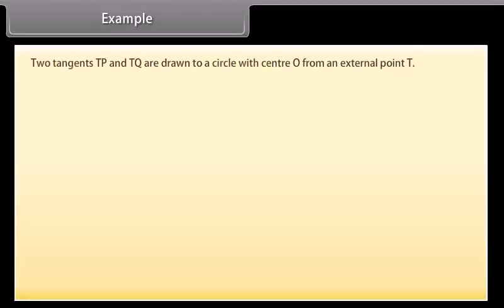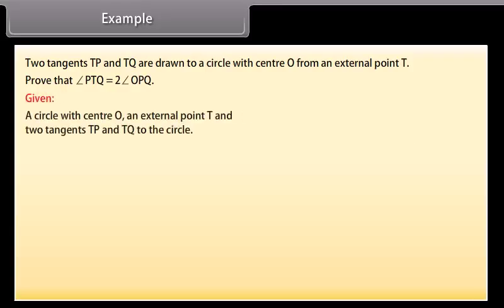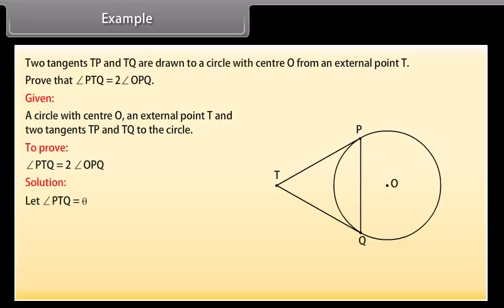Example. 2 tangents TP and TQ are drawn to a circle with center O from an external point T. Prove that angle PTQ is equal to 2 angle OPQ. We are given a circle with center O, an external point T and 2 tangents TP and TQ to the circle where P and Q are the points of contact. We need to prove that angle PTQ is equal to 2 angle OPQ. Let angle PTQ be equal to theta.